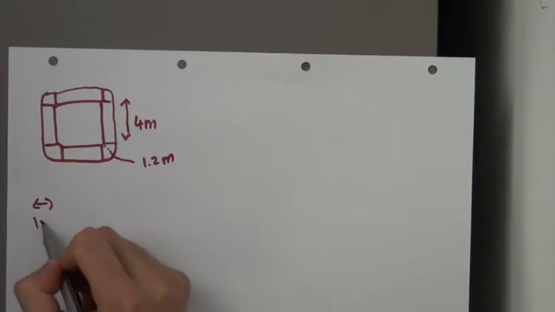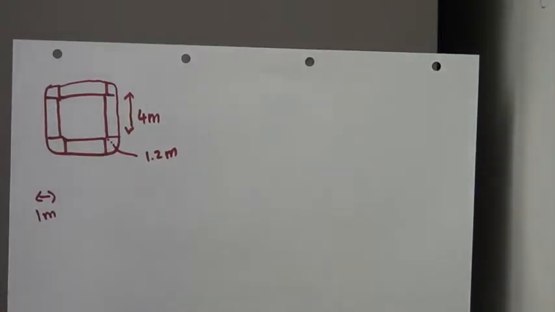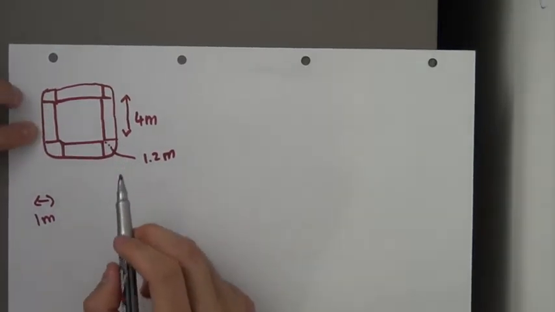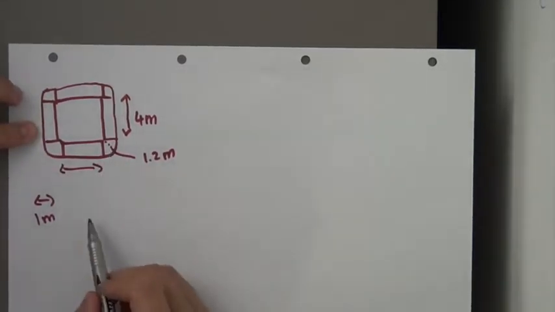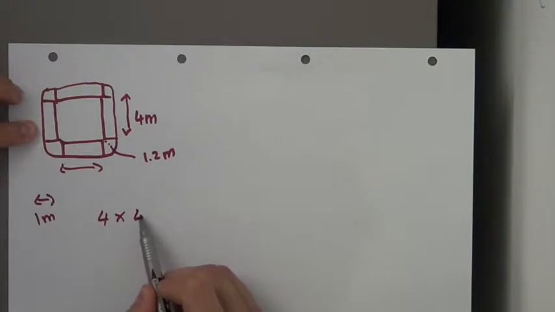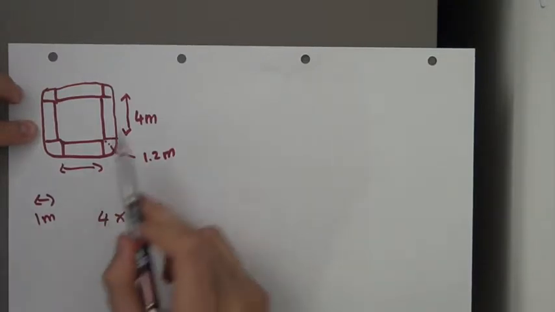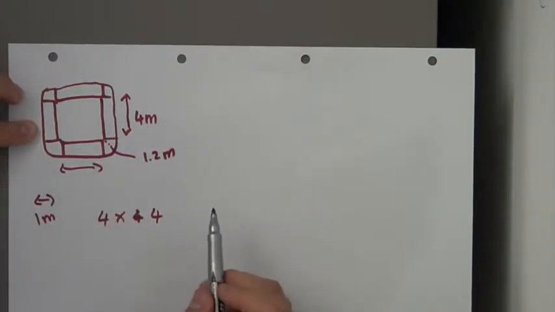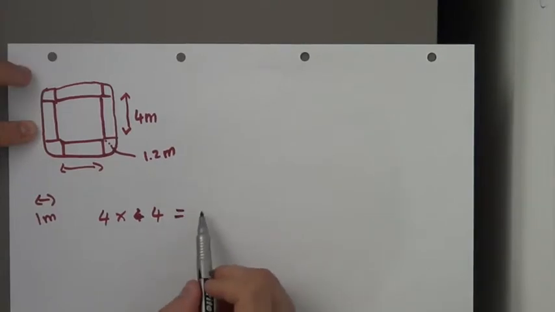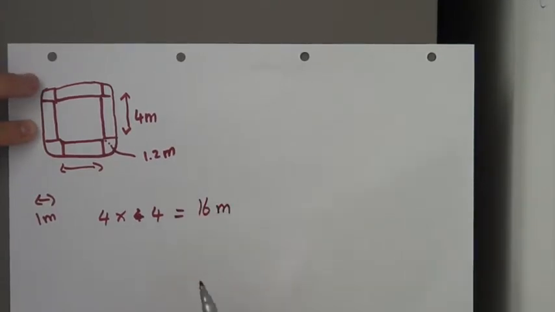Okay, so first of all, we can add up the rectangular sides. So we can say 4 times 4, which is equal to 4 plus 4 plus 4 plus 4. This is going to be 16 meters.